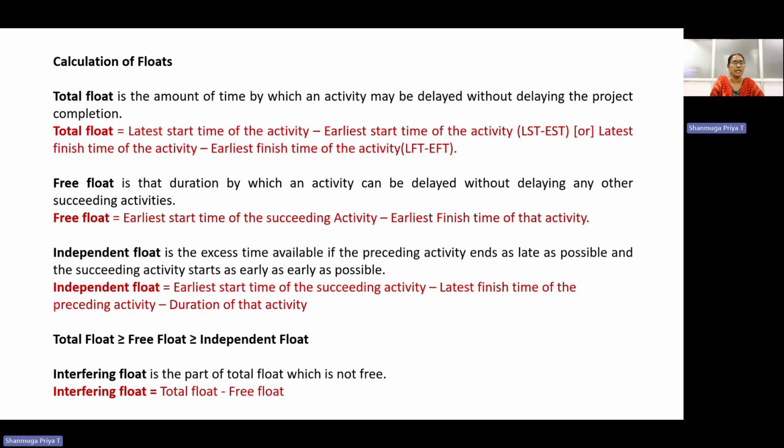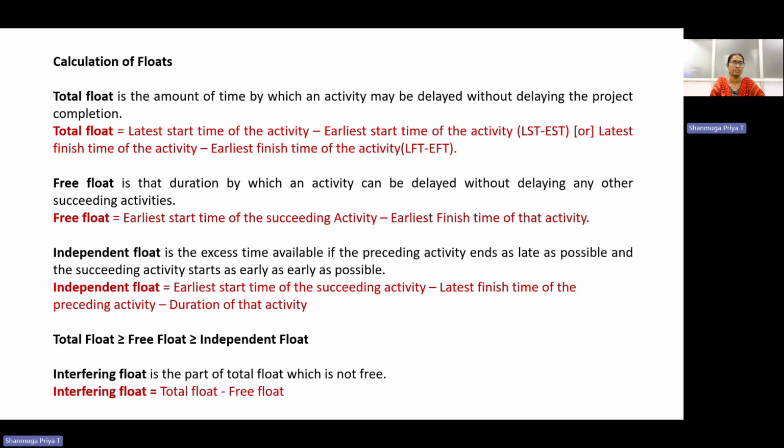There is a formula to calculate the total float. There are two formulas. One is latest start time of that activity minus earliest start time of that activity, or we can consider latest finish time minus earliest finish time of that activity. Then the free float formula, which is the part of the succeeding activities, is earliest start time of succeeding activity minus earliest finish time of that activity.